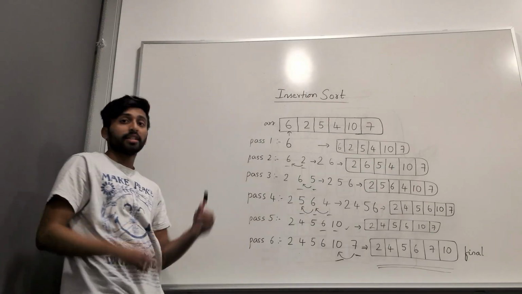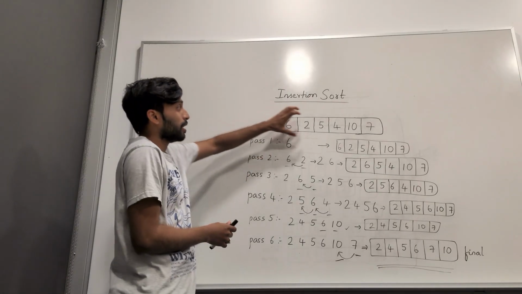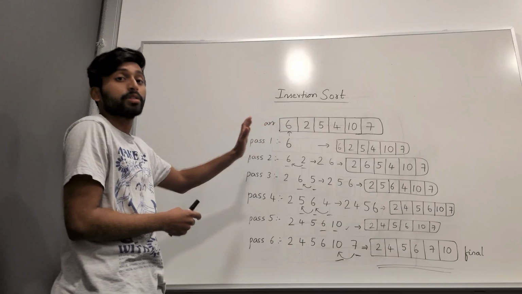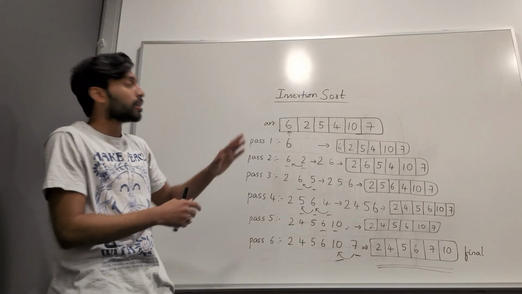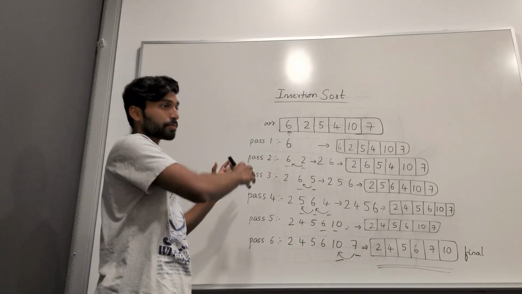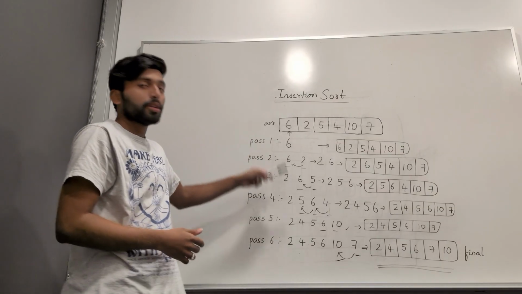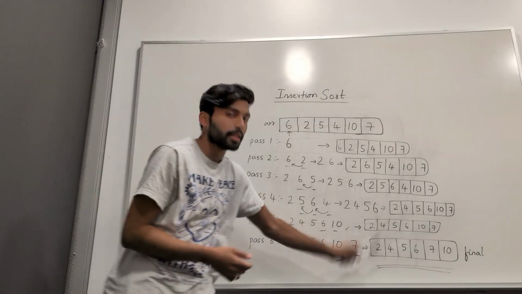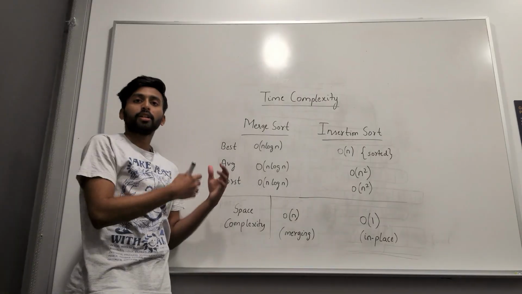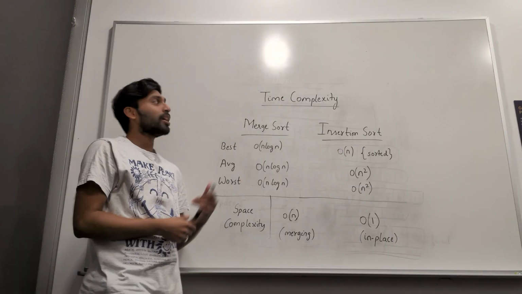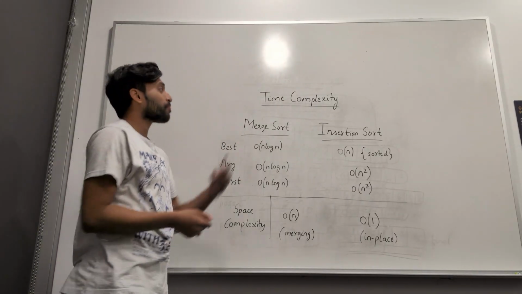So insertion sort in a nutshell is considering each element as its key, checking towards all the elements towards its left, sorting them individually and arranging them in ascending order, then keep on iterating till you get the final sorted array. Now let us take a look at the time complexity of both the algorithms.